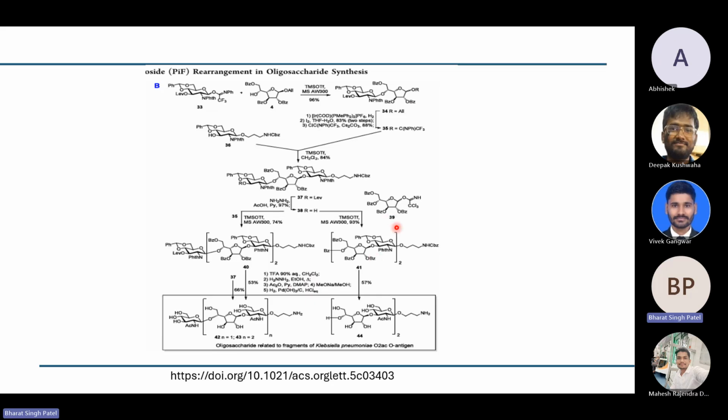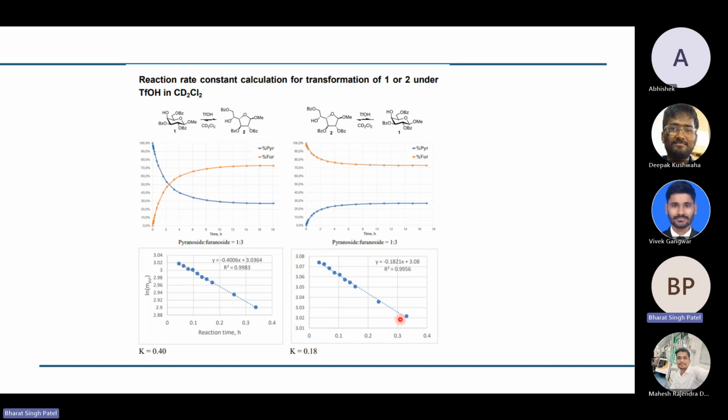And on this side, the same protecting group is there, and they followed the same deprotection method to get this tetrasaccharide antigen. Here they also showed how this pyranose is converted into the furanose.